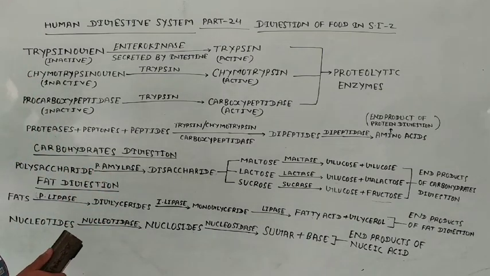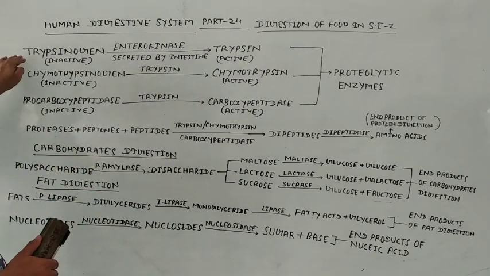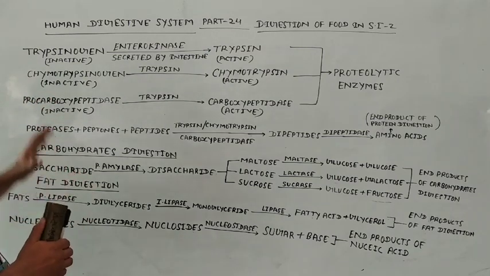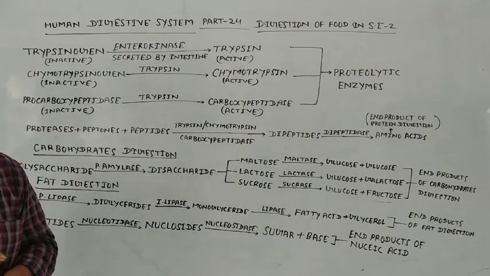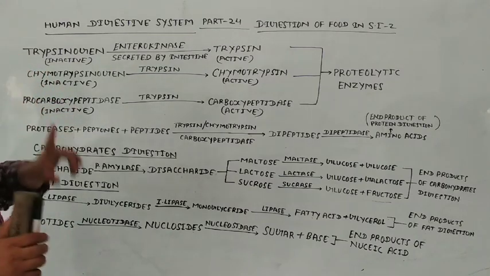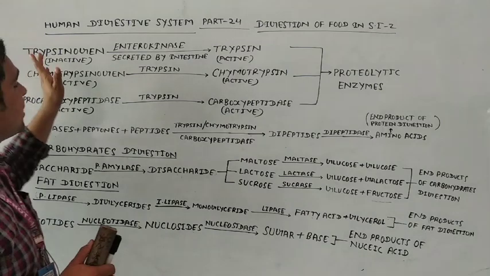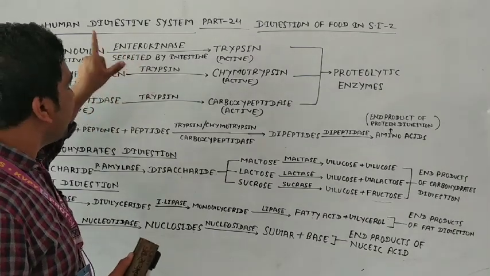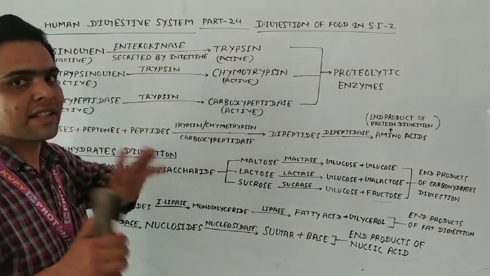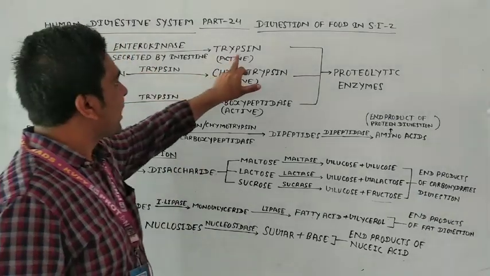So students, there are three inactive enzymes which help the digestion of protein. They are trypsinogen, chymotrypsinogen and procarboxypeptidase. These are the enzymes which help in the digestion of protein. Trypsinogen is found in our small intestine in inactive form. It gets activated by an enzyme secreted by the intestine, known as enterokinase, which we already discussed in our last session. So enterokinase converts trypsinogen into active trypsin.